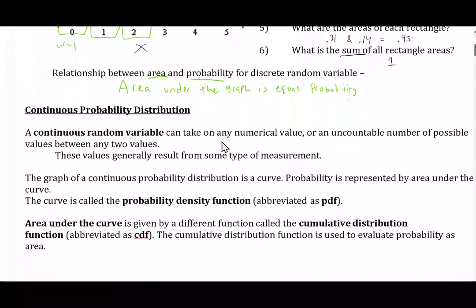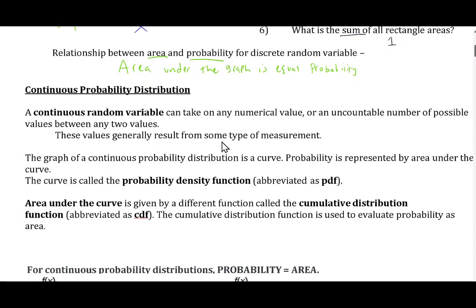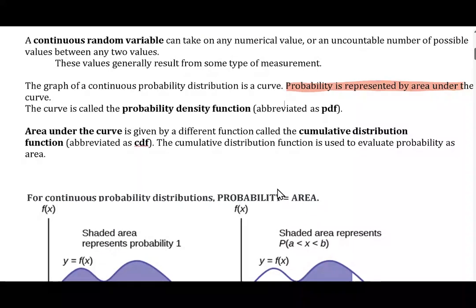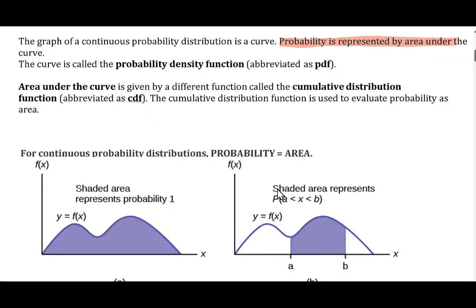We can come up with the same type of ideas here for a continuous probability. Remember that a continuous random variable can take on any numerical value or an uncountable number of possible values between any two values. These values generally result from some type of measurement. The graph of a continuous probability distribution is a curve. Probability is represented by area under the curve. Here's the important point that we're trying to come up with. The probability is represented by area under the curve. And the curve is called the probability density function. The area under the curve is given by a different function called the cumulative distribution function, or CDF. The cumulative distribution function is used to evaluate probability as area.